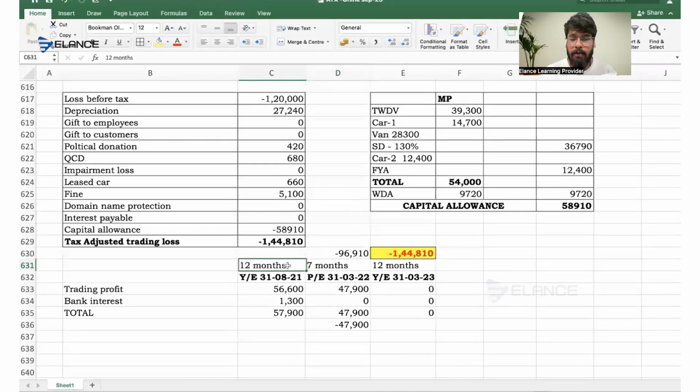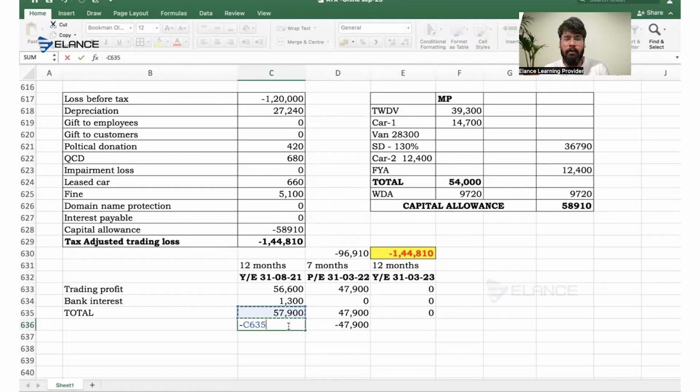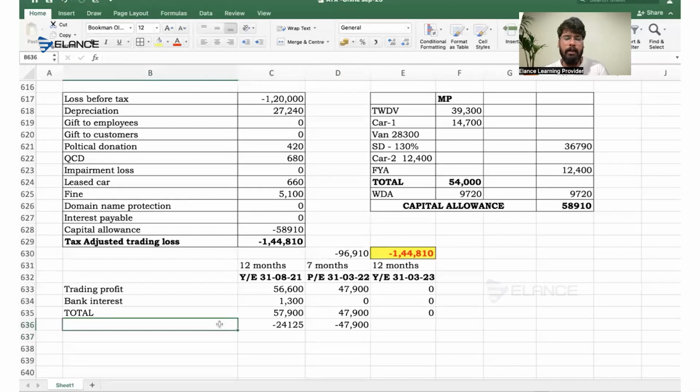From this previous 12-month accounting period, we cannot use the whole 12 months' profit of 57,900, because actually we are carrying back the loss to the previous 12 months only. Already we used 7 months' profit from the other period, so we can only set off 5 months' profit from this 12. That's a 12 months' profit, we cannot use all of it. We can only use 5 months' profit, so we should apportion the profit for 5 months. It will be 24,125. This much amount we can set off from this 12-month accounting period.